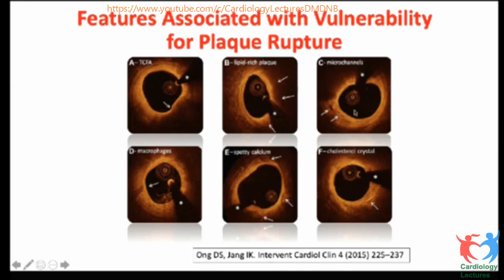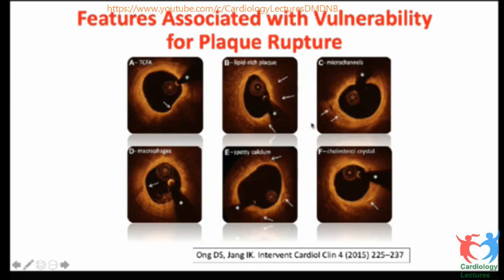What is a microchannel? Microchannel is nothing but intra-plaque signal voids measuring about 50 to 300 microns in diameter. And what is your macrophage? Macrophage is nothing but a series of signal-rich parts with deep signal attenuation. So that is your macrophage. What is your cholesterol crystal? It appears similar to your macrophage, but there is more signal attenuation. You are able to see the deeper parts. That is your cholesterol crystal. And the last one is spotty calcification. Spotty calcification is nothing but calcium that extends less than 90 degrees of the circumference. So these are the six features that make your plaque prone to rupture.